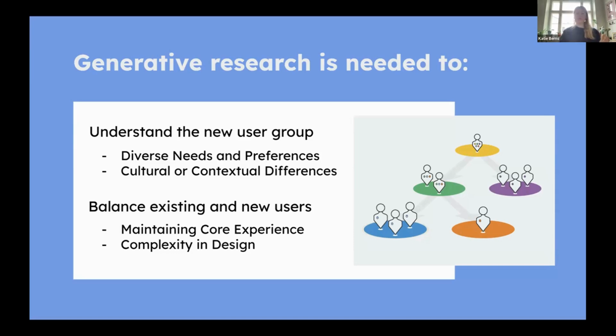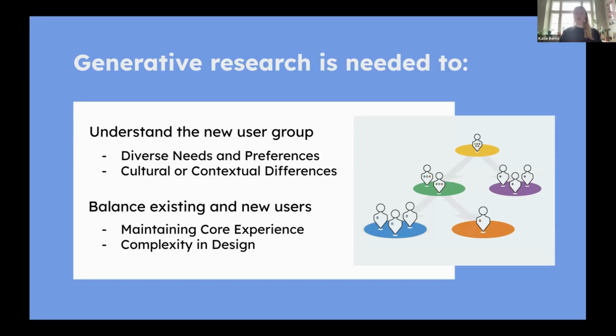So when we want to do generative research at this stage, it's very similar to how we would approach a project in the beginning, because we're still trying to understand new users. Like I said in the beginning, you start a process by thinking, okay, who are the users? Who are we designing for? That's something you're trying to do here as well at this stage, right? Understand these new user groups. These new user groups will have diverse needs and preferences, and they could also have different cultural or contextual differences, especially when we're talking about these EU projects we're working on.